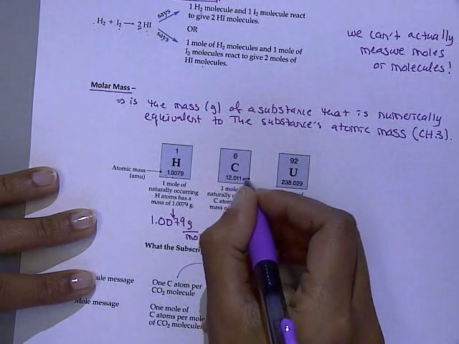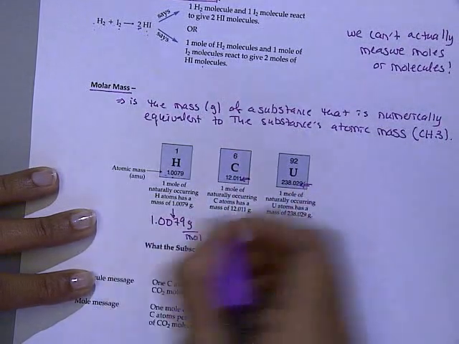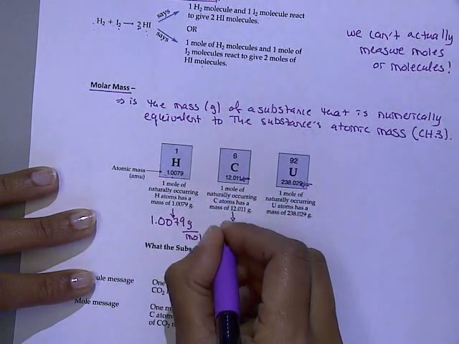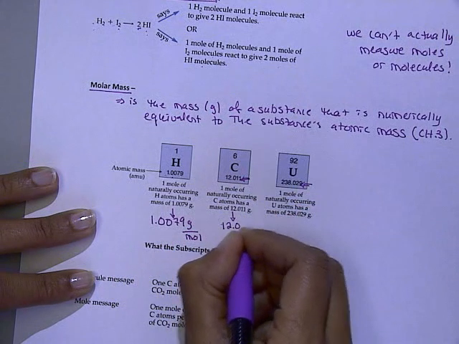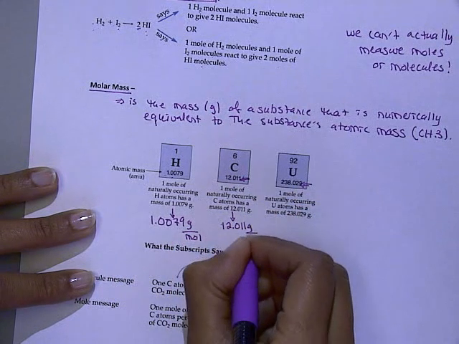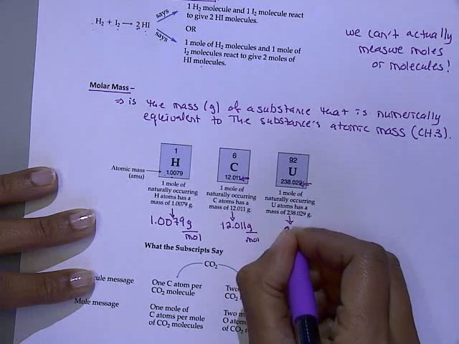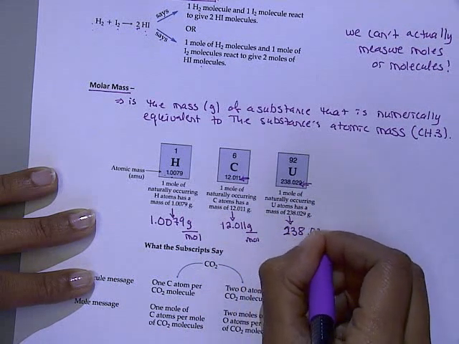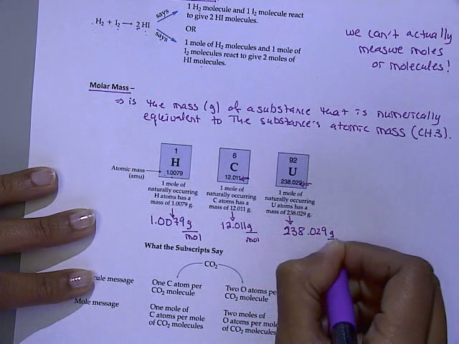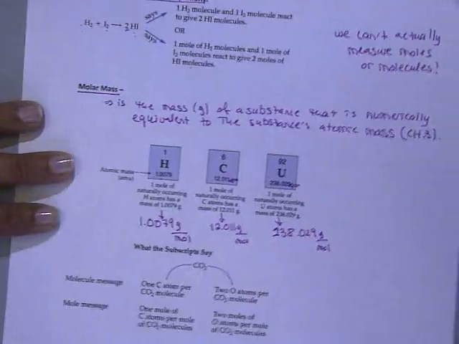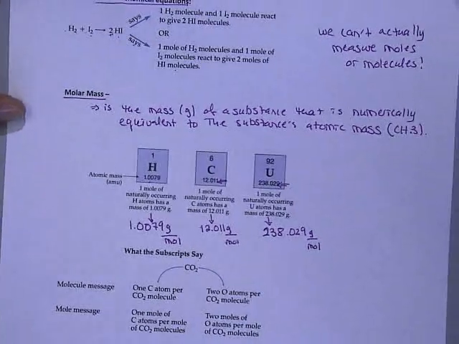Similarly with carbon, we know that this is our atomic mass. So our molar mass for carbon is 12.011 grams per mole, and for uranium is 238.029 grams per mole.